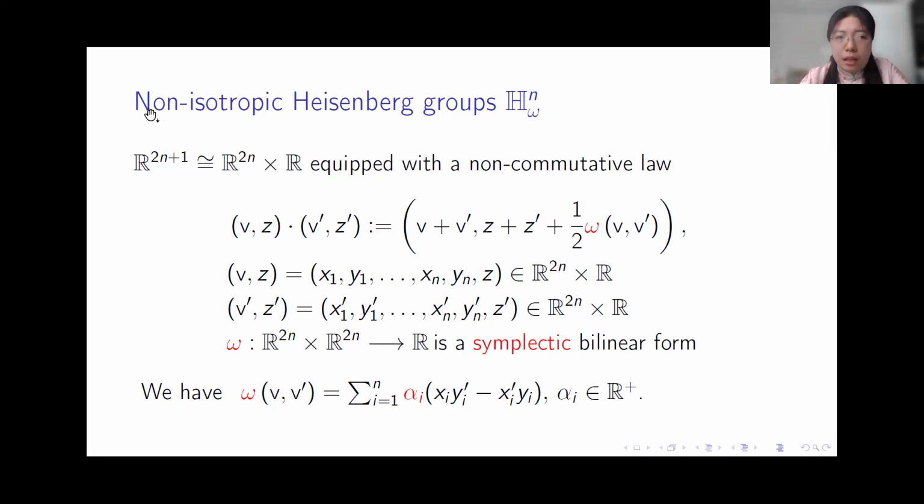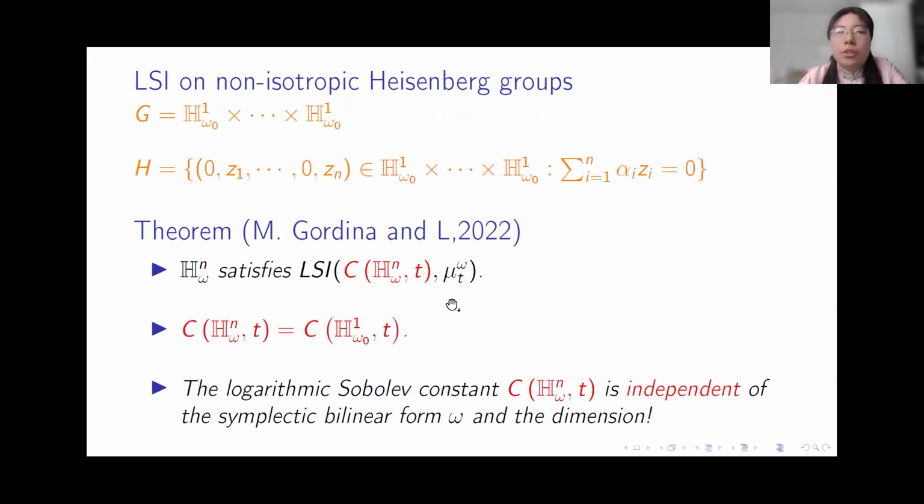The influence of the non-isotropic property will appear here as the constant alpha i. When all alpha i's are the same, that corresponds to the isotropic case. But when they are not, this would correspond to the non-isotropic case. We showed that this non-isotropic Heisenberg group is a homogeneous space under the action of a product group, and we proved the log-Sobolev inequality with the same constant as the three-dimensional isotropic Heisenberg group.